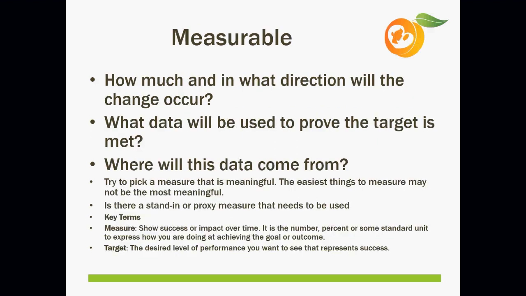Then when you say measurable, how much and in what direction will the change occur? So are you increasing something? Are you decreasing something? That has to be specified. So you have to think about what data will be used to prove that the target is met. Where will this data be coming from?